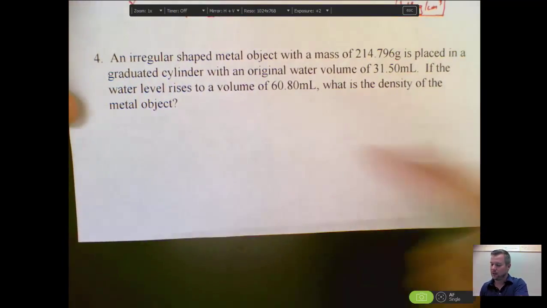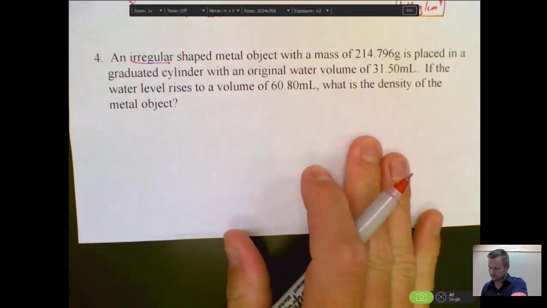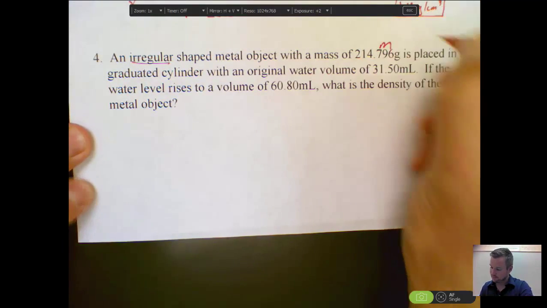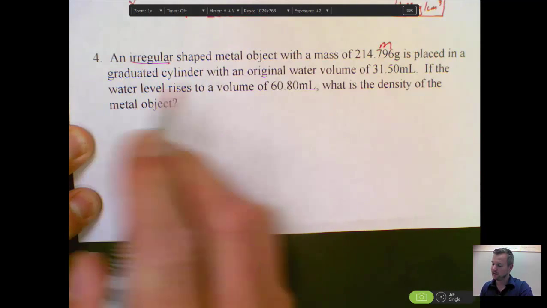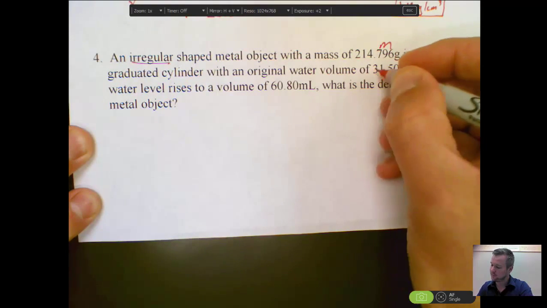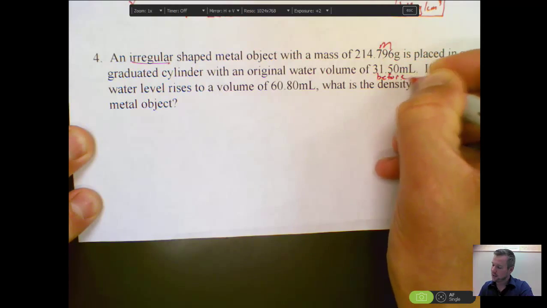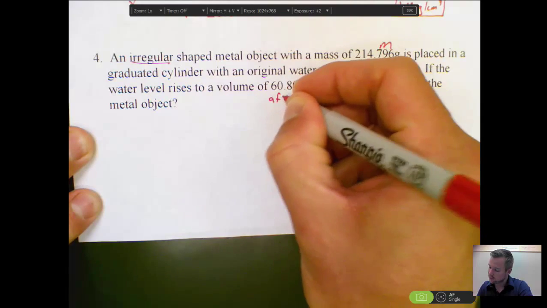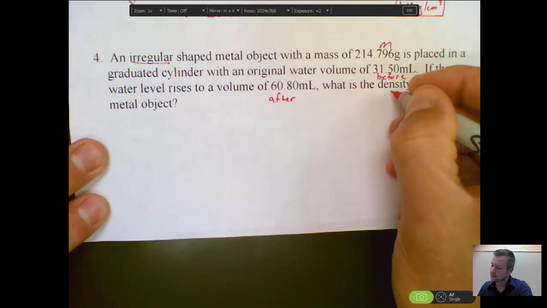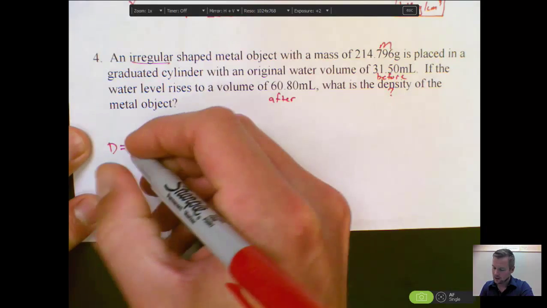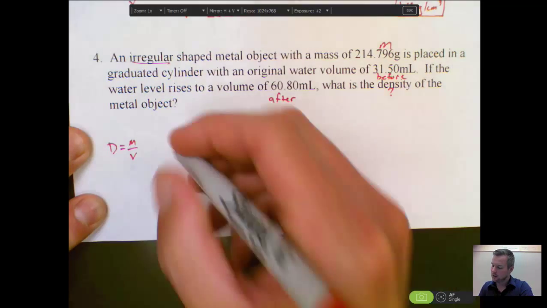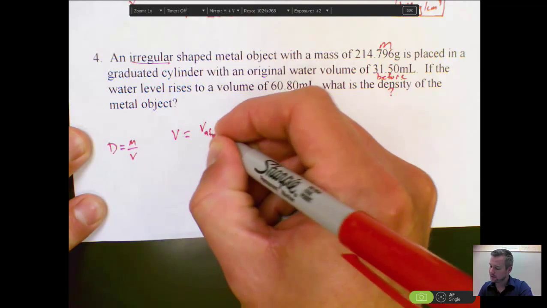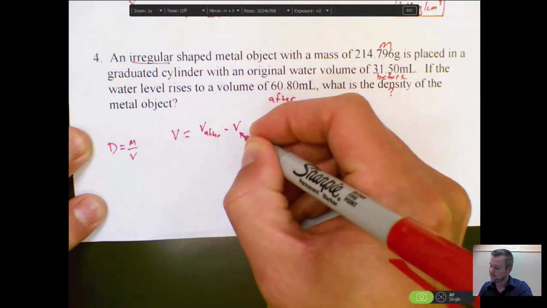Last problem, an irregular object. So that's going to tell us we're going to use a different formula. It says a mass, so M. It's telling us we're using a graduated cylinder. We have original water volume, so this is volume before. After the object is placed, the water goes up to 60.8, so that's your after volume. Density is the question. D equals M over V. Our volume is the volume after minus the volume before.